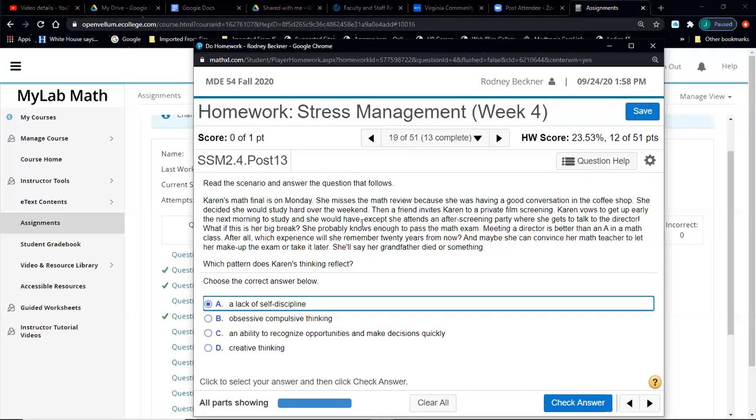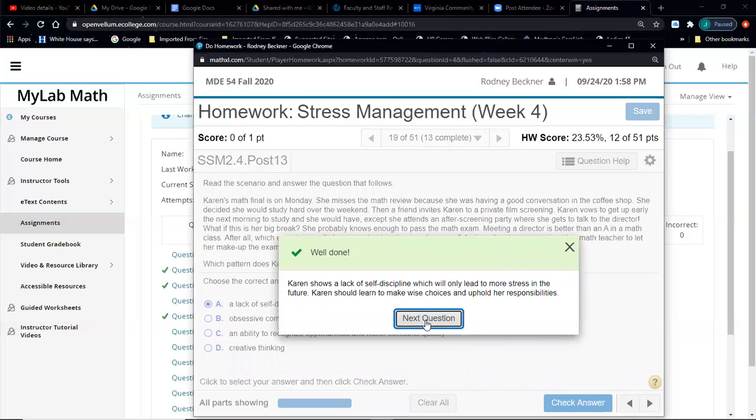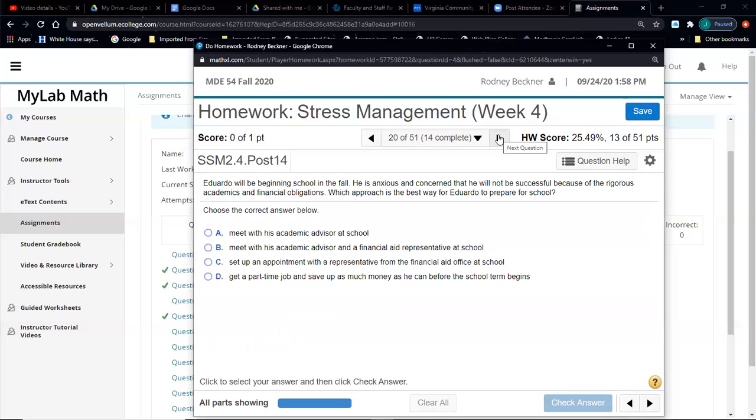A lot of, when you think of obsessive compulsive, it's like turning the doorknob 5 times. That's just I think the one that we think about the most. But it does have a much broader branch of things that can be reactions as well to that. Ability to recognize opportunity and make decisions quickly, definitely not that. Creative thinking, definitely not that. So I think we're right with the A, and we are. Cool. All right, where's that last one?